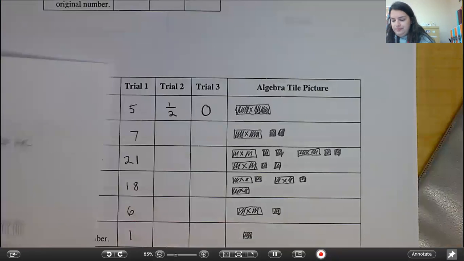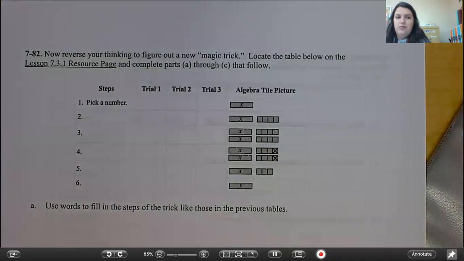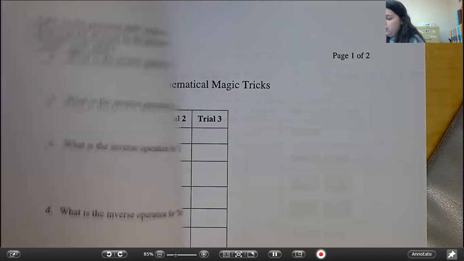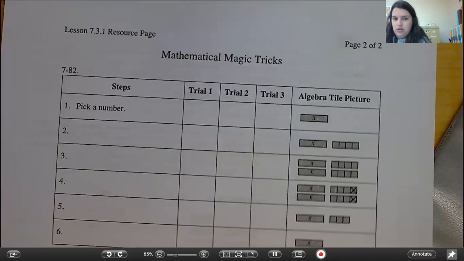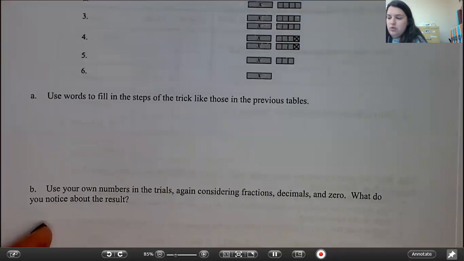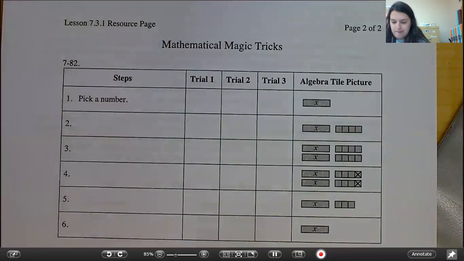Let's look at 782. It says, now reverse your thinking to figure out a new magic trick. Locate the table below on the 731 resource page and complete parts A through C that follow. So we're on our next resource page, and we're going to follow our directions. It says, use words to fill the steps of the trick like those in the previous tables. Okay, so I want you to go ahead and fill in the steps.